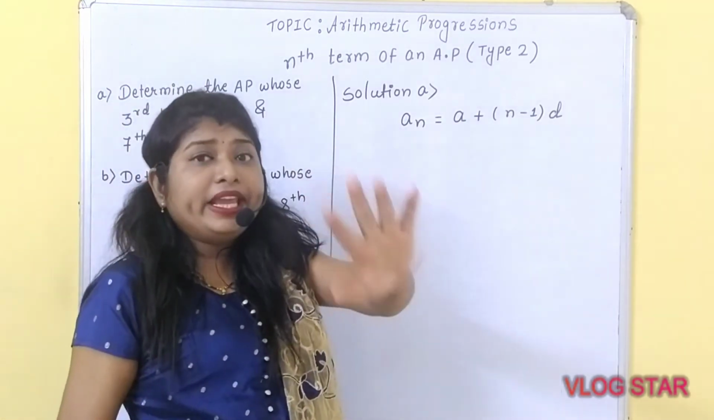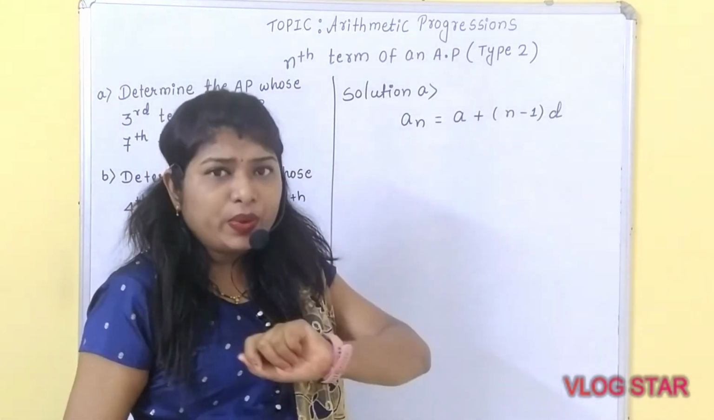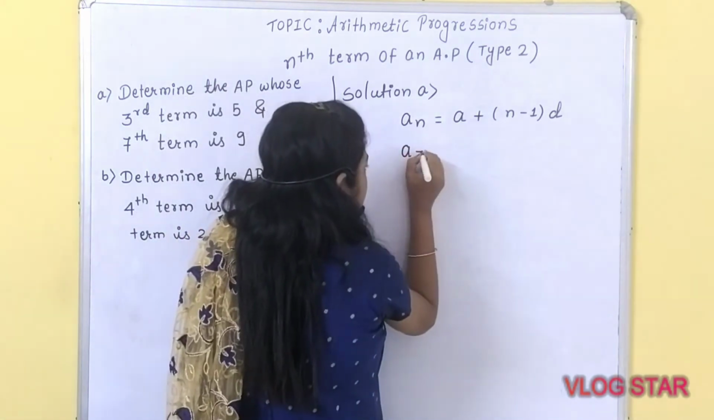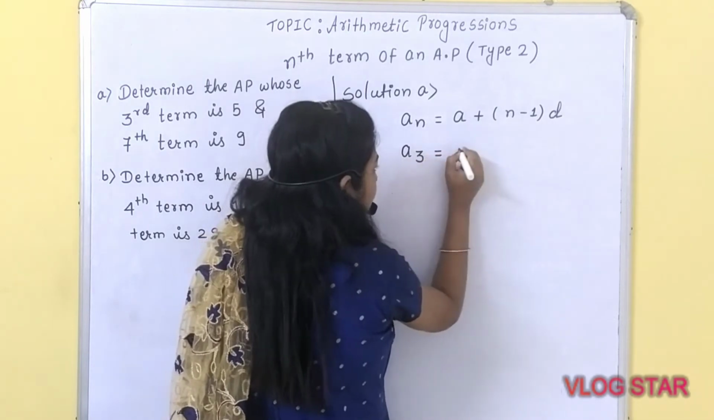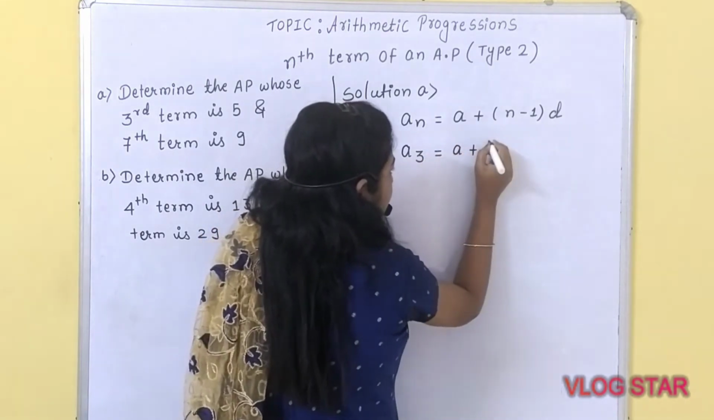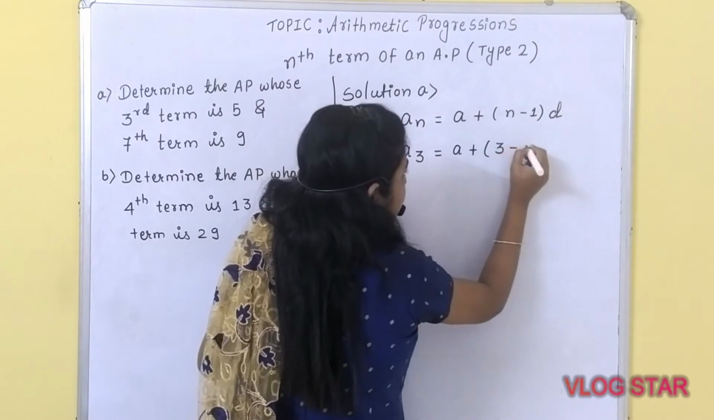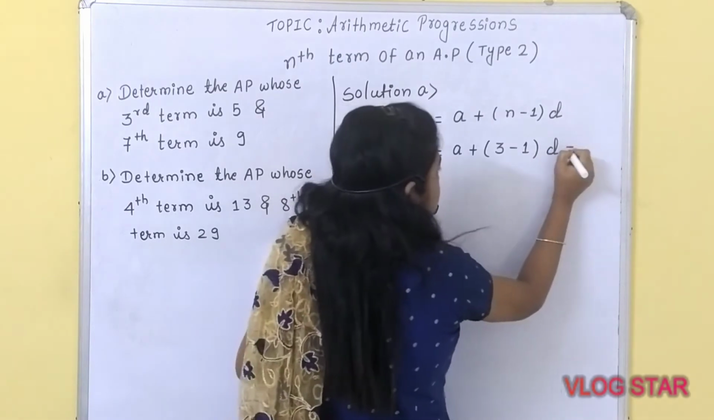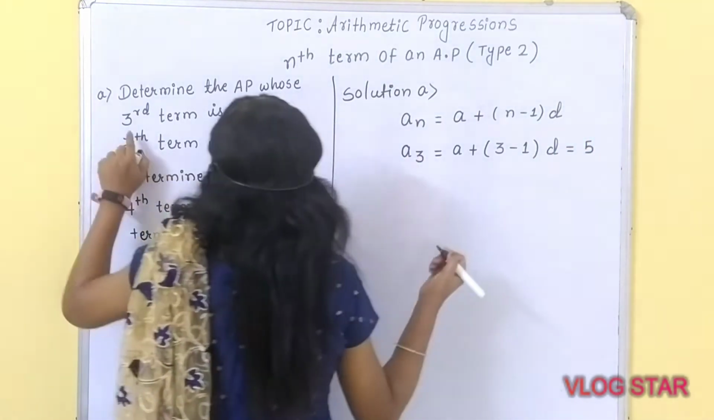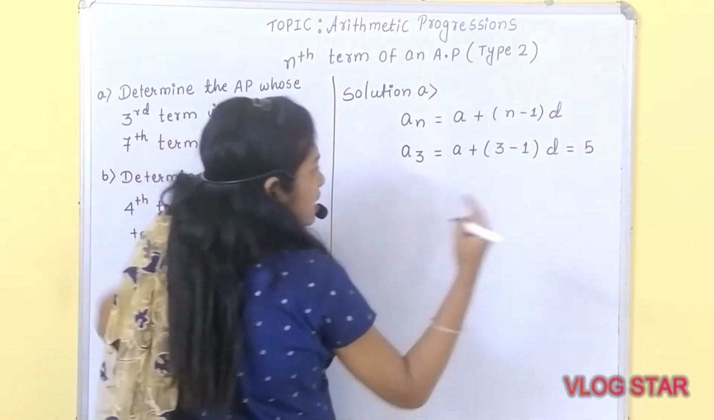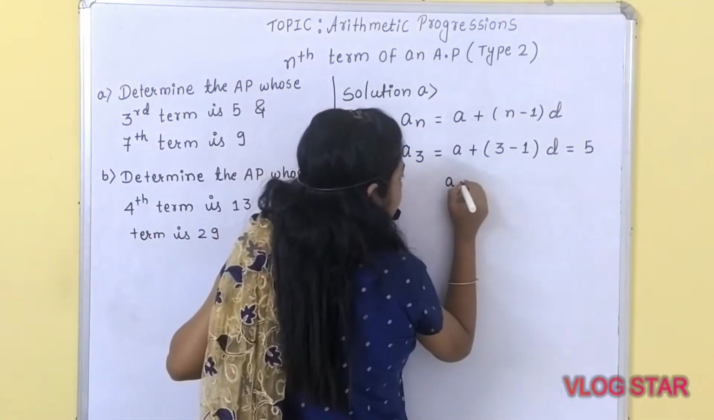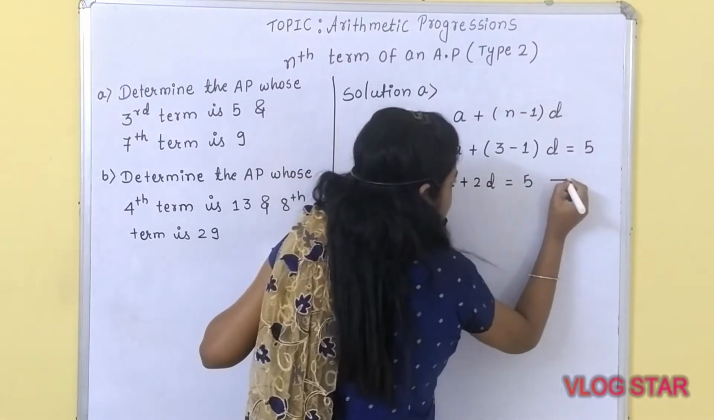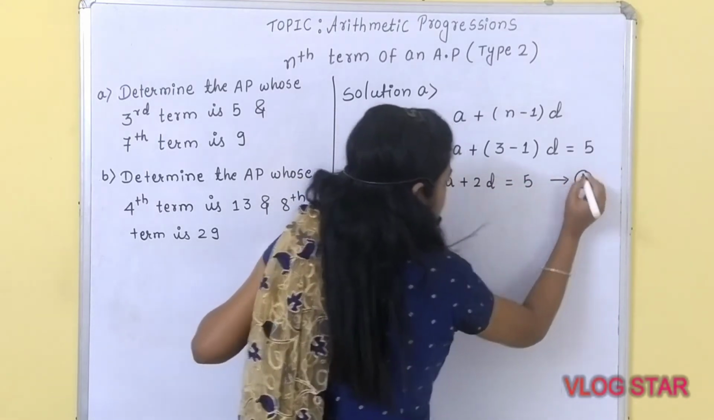Now, with the help of this formula, what is given in the question? Third term is 5, so the n value is given. How do we represent the third term? A3 is equal to A plus (3 minus 1) into D, which is equal to 5. Third term value is 5. So can I write A plus 2D is equal to 5? This should be your first equation.